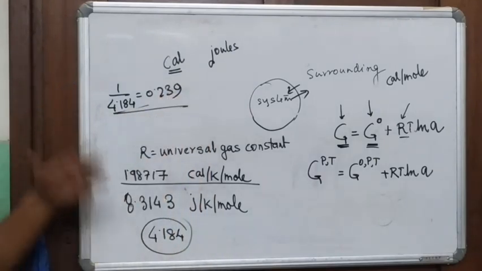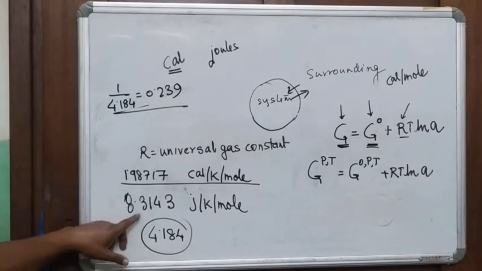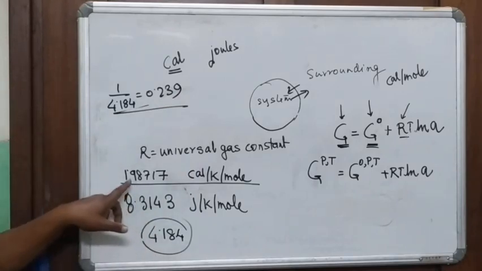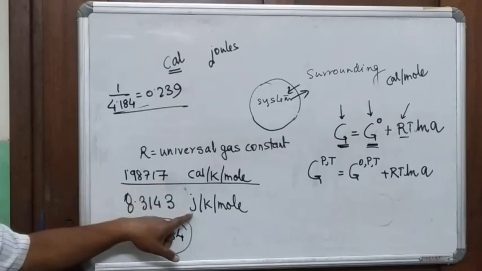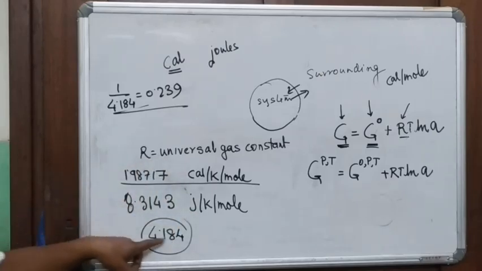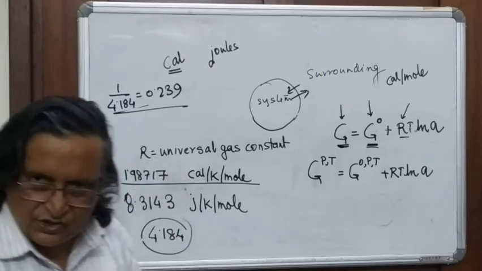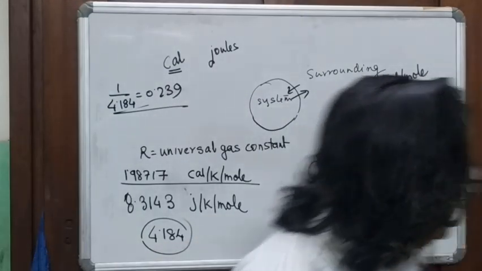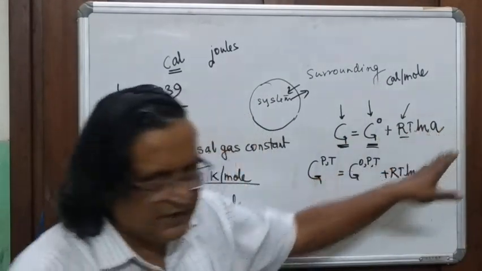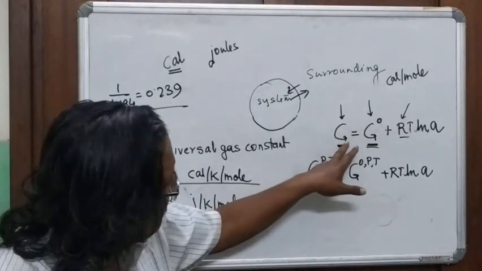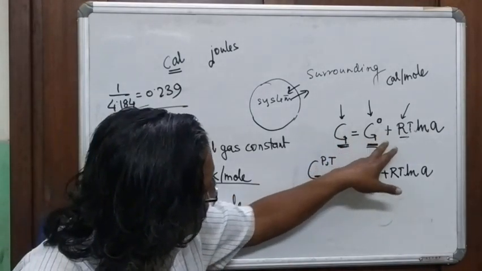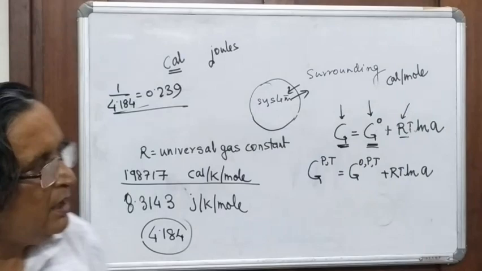So nowadays, because I've forgotten the conversion factor, it's 8.3143 joules and 1.98717 calories. If you take the joules and divide by 4.184, you get calories. Right? So these are the units of this fundamental equation, the chemical free energy: G is equal to G0 plus RT ln A.